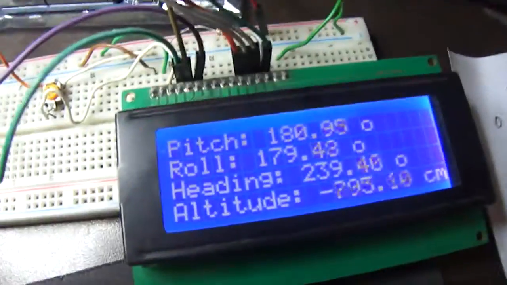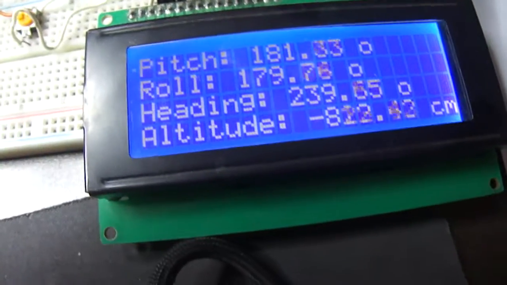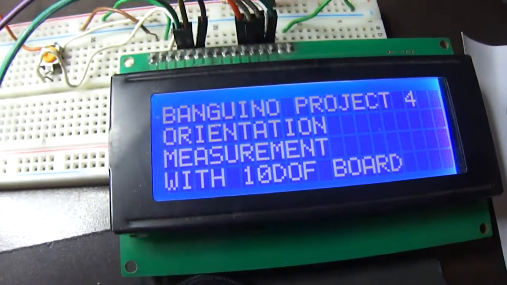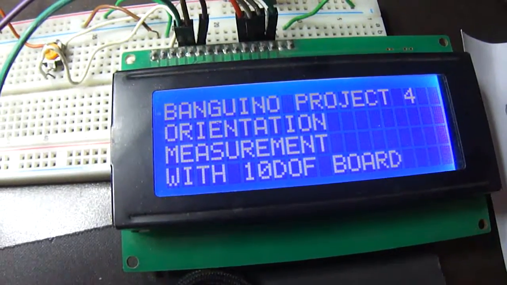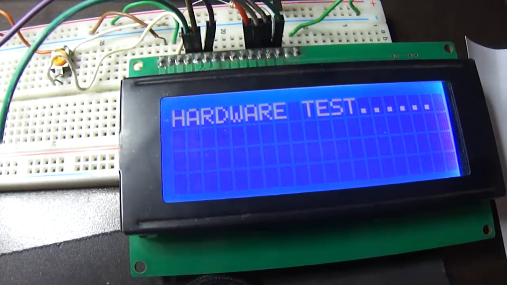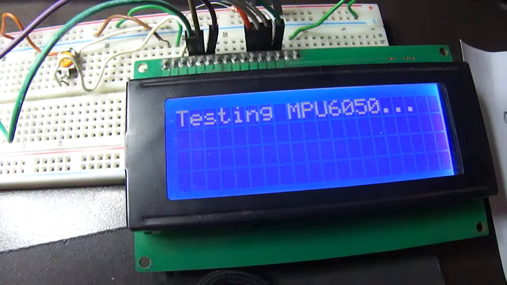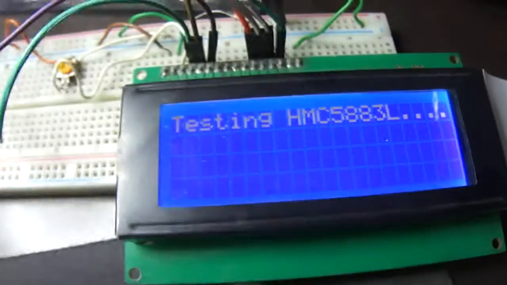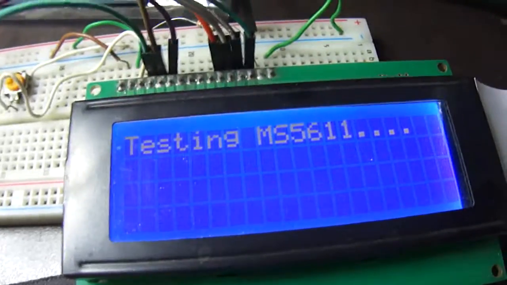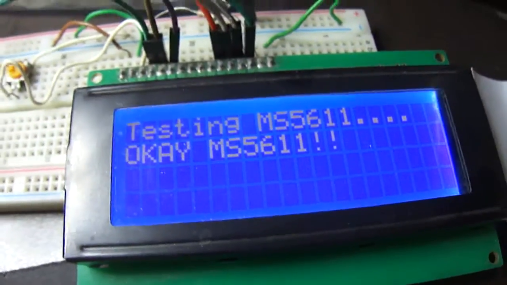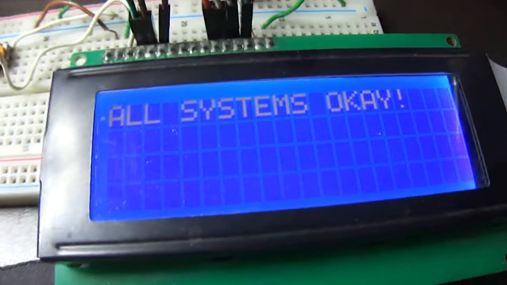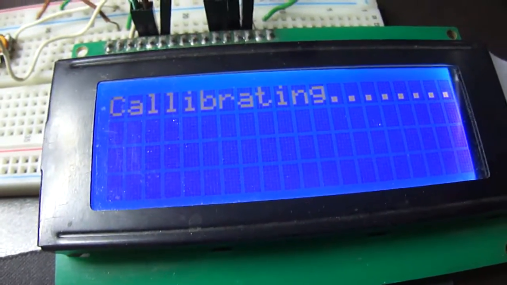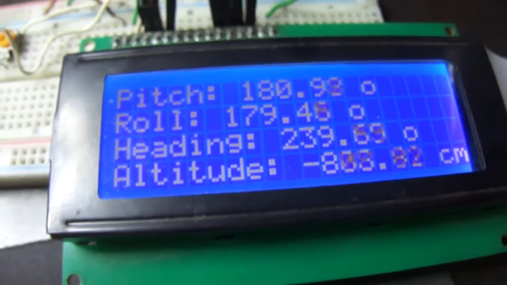So let's start the system from the beginning, resetting it. This is an intro message. I have written a small routine of hardware testing. I should emphasize that hardware testing is very important, because if, say, your MPU6050 on that board was not working, then there would be no point in moving forward because all the data would come out wrong.